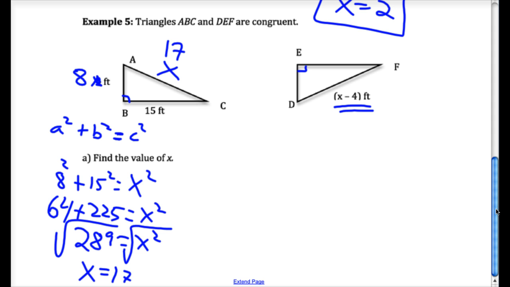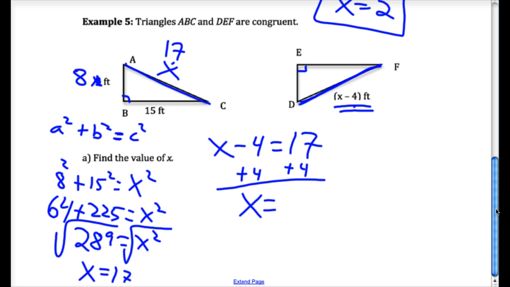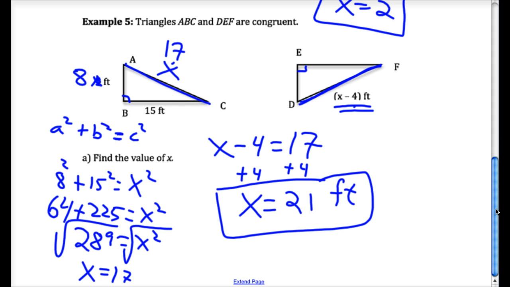x minus 4. x minus 4 equals 17. Those two sides are congruent. We know one of them is x minus 4 and one of them is 17. Set them equal to each other. Guys, remember in 7th grade when we used to solve one-step equations like this? It was hard. Everybody add 4 to both sides. Burke, what's x? 21. And then might as well label it feet. So, sometimes you have to do a whole nother problem just to be able to solve the problem you're given. It's okay to do 2 steps.